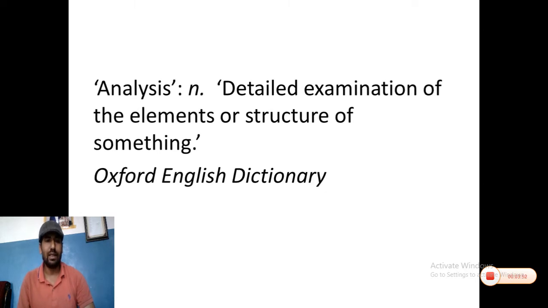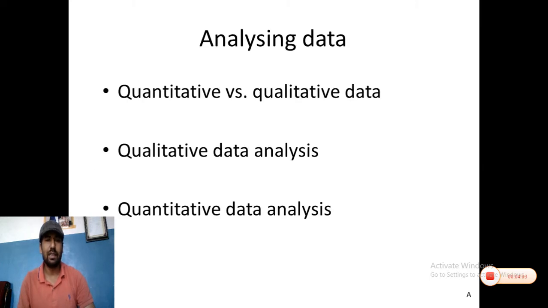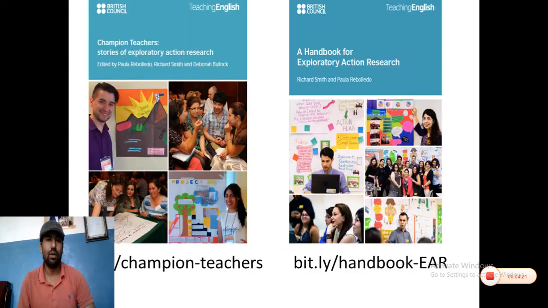Analysis means detailed examination of the elements or structure of something, as defined by the Oxford English Dictionary. While analyzing data, we will have quantitative versus qualitative data analysis. We will have both types of data, qualitative plus quantitative. So how we analyze, we will discuss here.